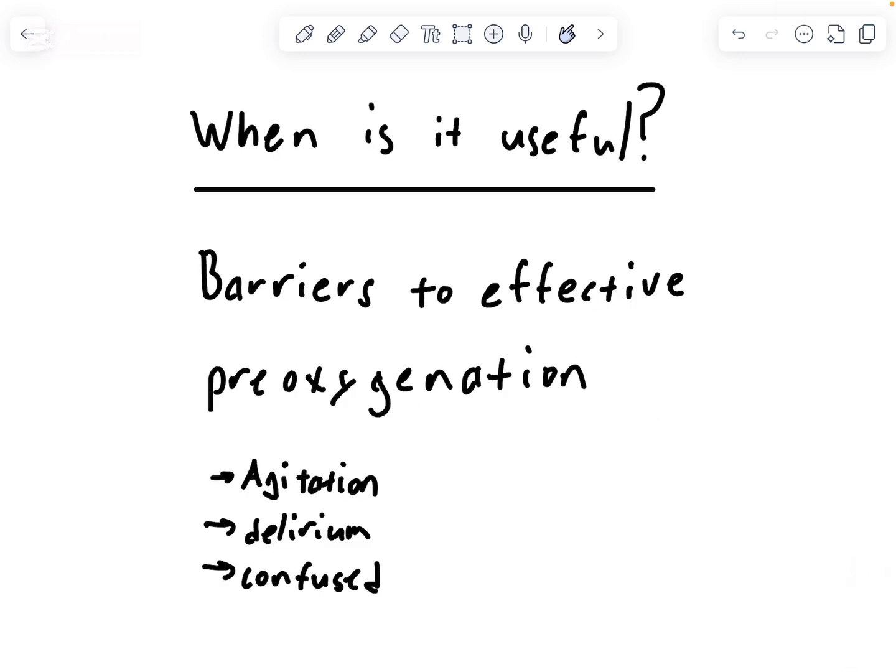So when is delayed sequence intubation useful as opposed to RSI, or rapid sequence intubation? Again, DSI is going to be useful when you have barriers to effective pre-oxygenation. And what are examples of barriers to effective pre-oxygenation? That could be a patient who's agitated, who's delirious, who's confused, right? And I've written those out below.